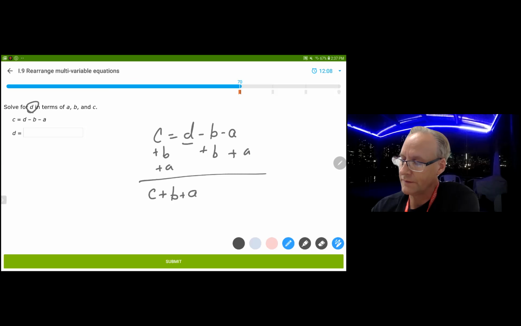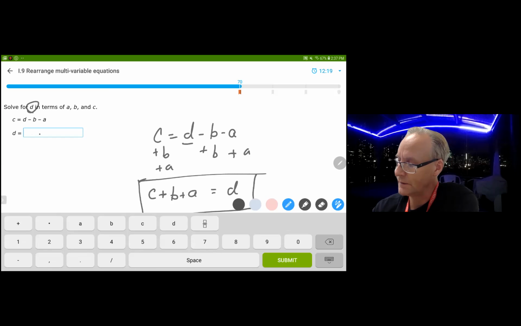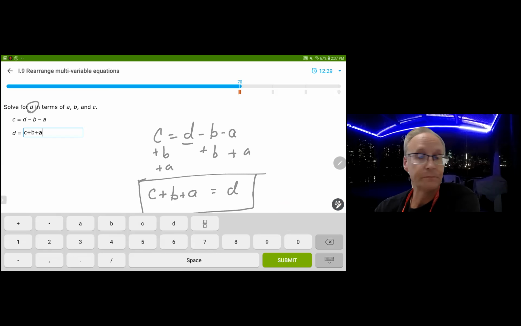By the way, order doesn't matter for addition. It matters if it's subtraction, but addition, it doesn't matter. You could put A plus B plus C, or in the other direction, it doesn't matter. C plus B plus A. Again, don't have to put the spaces on the addition.